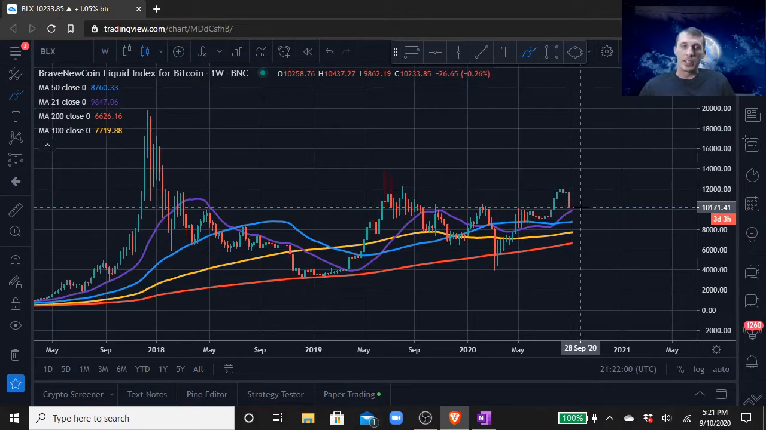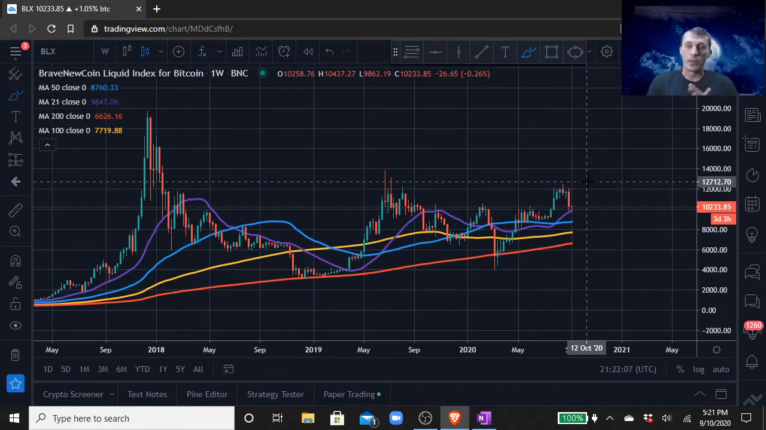We did get to retrace, so it's very possible we bounce here and we try to break through that 12.3, 12 to 12.5 area, and that's where we want to see if we want to get back to 14,000, and then obviously break there for all-time high. It's possible. I think we could do it. Bitcoin's been doing some crazy moves here in the last few weeks, so only time will tell, guys.